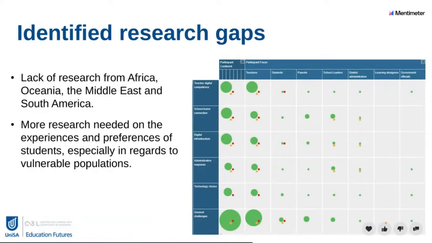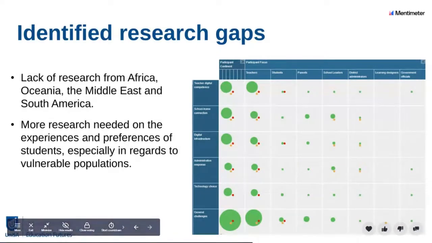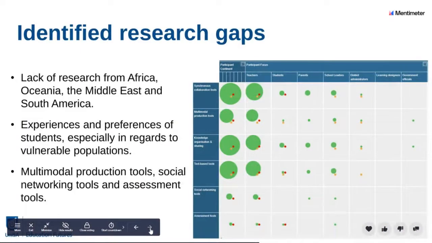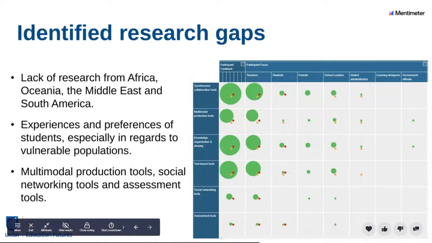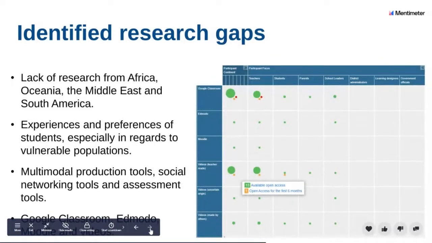We found that more research is needed on the experiences and preferences of students, especially in regards to vulnerable populations. We found very little research looking specifically at students with educational needs and disabilities. And there was also scope for more research looking at multimodal production tools, social networking tools, and assessment tools, which is really quite surprising given the need to find online assessment tools that help teachers manage that side of things and provide just-in-time learning. And same with Google Classroom. It was mentioned a lot as being particularly engaging, but I think there was more scope to do a bit more research there.